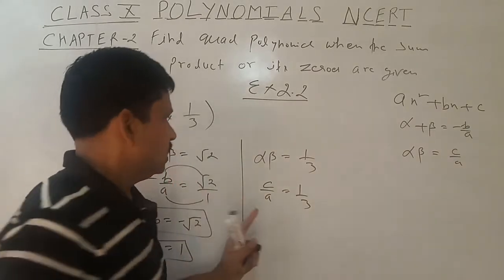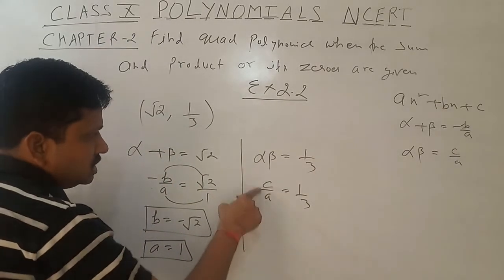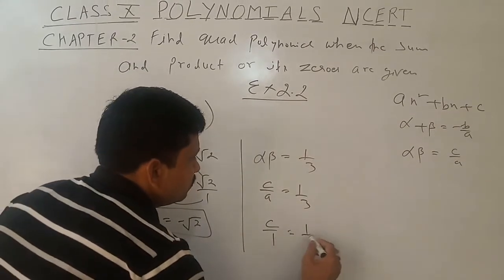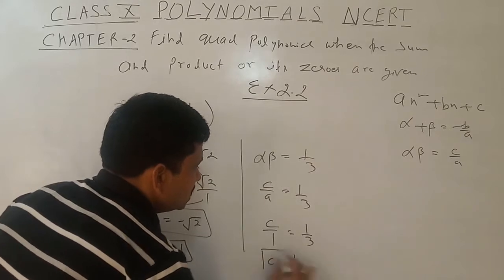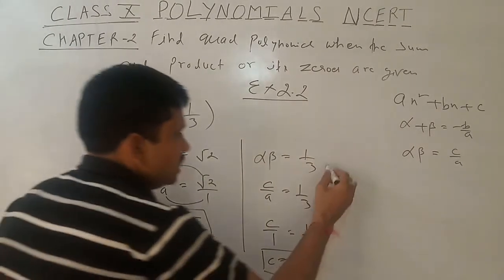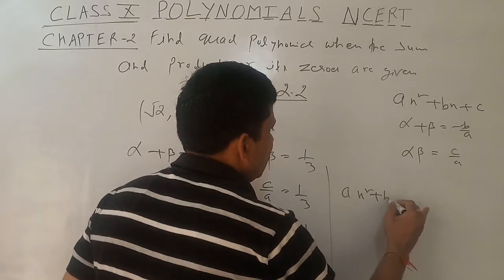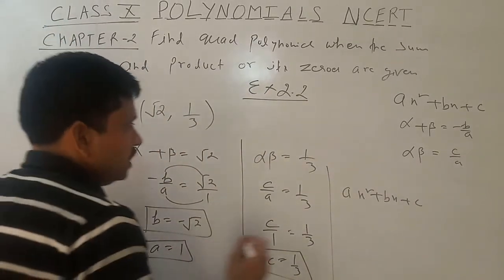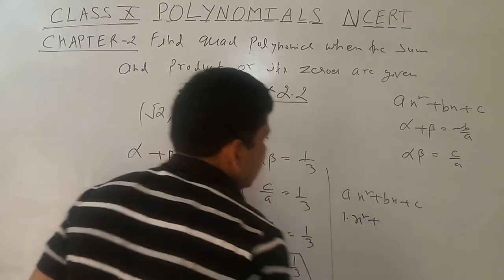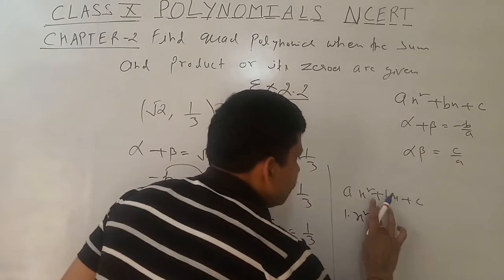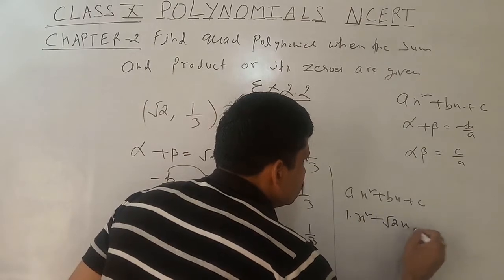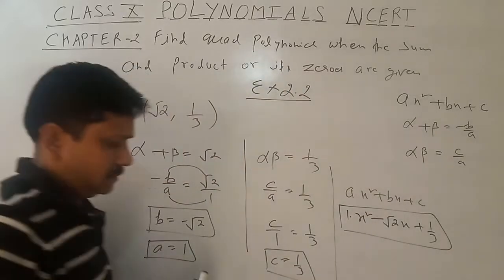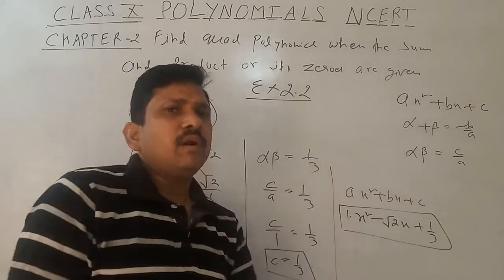The minus sign is already there, so b is equal to minus root 2 and a is equal to 1. Now in this equation, c upon a is equal to 1 upon 3, and the value of a is 1, so c is equal to 1 upon 3. We have the equation ax square plus bx plus c. Now put the values: a is 1, so 1x square; b is minus root 2, so minus root 2x; and c is equal to 1 upon 3. This is our quadratic polynomial when we have the sum and the product of the zeros.